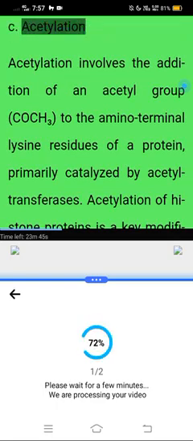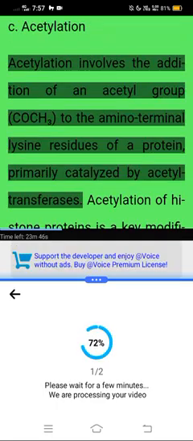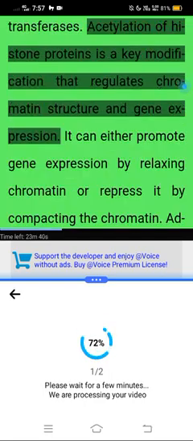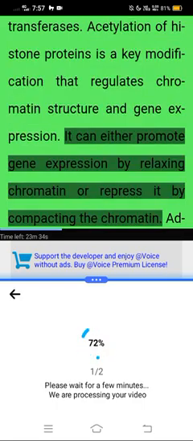C. Acetylation. Acetylation involves the addition of an acetyl group to the amino-terminal lysine residues of a protein, primarily catalyzed by acetyltransferases. Acetylation of histone proteins is a key modification that regulates chromatin structure and gene expression. It either promotes gene expression by relaxing chromatin or represses it by compacting the chromatin.